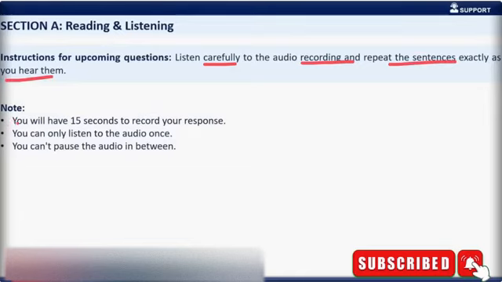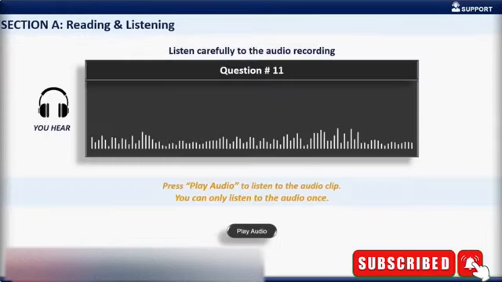So there are some notes. You will have 15 seconds to record your response. You can only listen to the audio once. You can't pause the audio in between. Just a tip: if you are not able to listen to any audio properly, move on to the next one, because there is no way to listen to it twice. So make sure that you listen to it very attentively. Let's see the first audio.